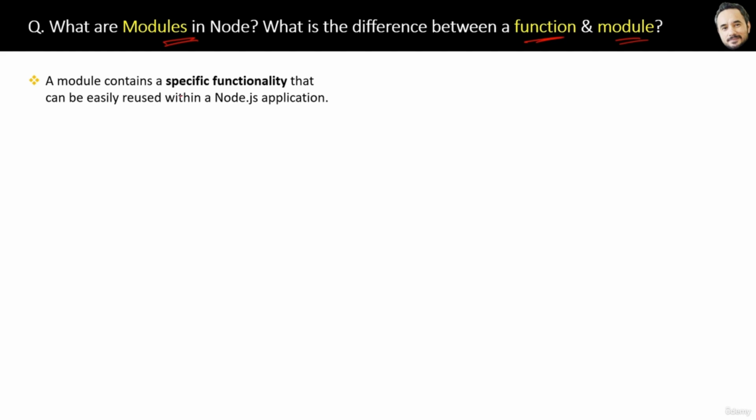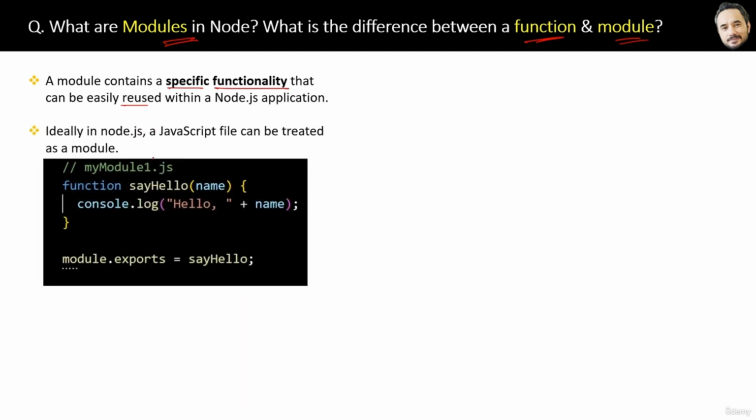So what is a module? Here is the definition. A module contains a specific functionality that can be easily reused within a Node.js application. Second point is, ideally in Node, one JavaScript file can be treated as a single module. So here this my module 1.js is one module which contains this say hello function. Now the question is, okay, so what is the difference between a function and a module?